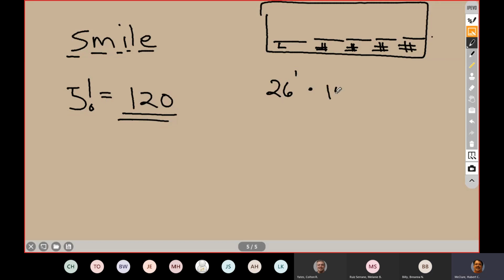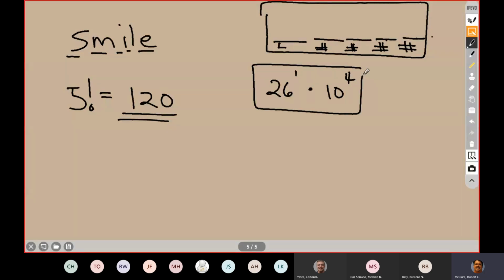10 digits: 0, 1, 2, 3, 4, 5, 6, 7, 8, 9. That's 10 digits, and that would be to the, how many slots? 1, 2, 3, 4. To the 4th. And you would do that in the calculator.